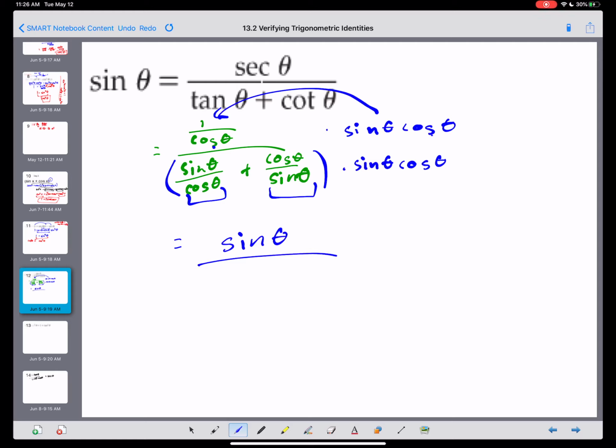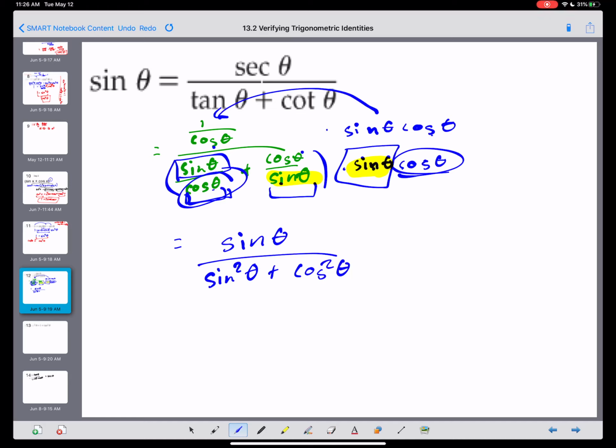over. Now the bottom, the first term here has a cosine on the bottom. So the cosine here and the cosine here cancel out. So you have sine times sine, which is sine squared. Under that same logic, sine and sine cancel out, right? So you have cosine times cosine, which is cosine squared. We should know what sine squared plus cosine squared is. It's actually 1, and we get sine theta, which is exactly what the other side is.